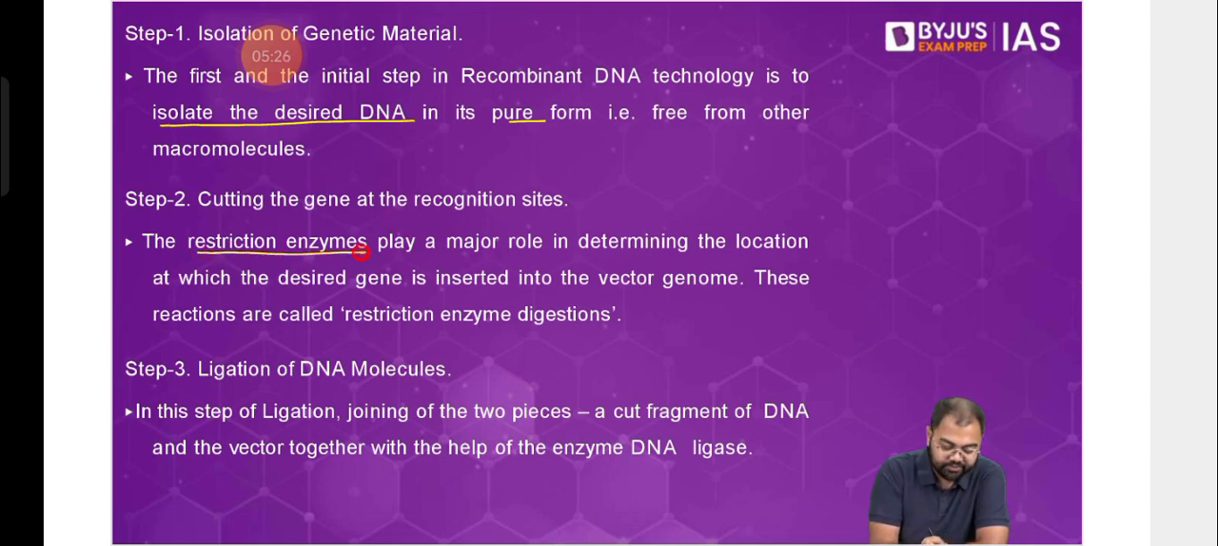This is done with the help of restriction enzymes. So this is where they will determine the location, and after that, the cut will be made. And after this, the step of ligation, or joining the two pieces. Joining the two pieces will be done with the help of an enzyme called DNA ligase.